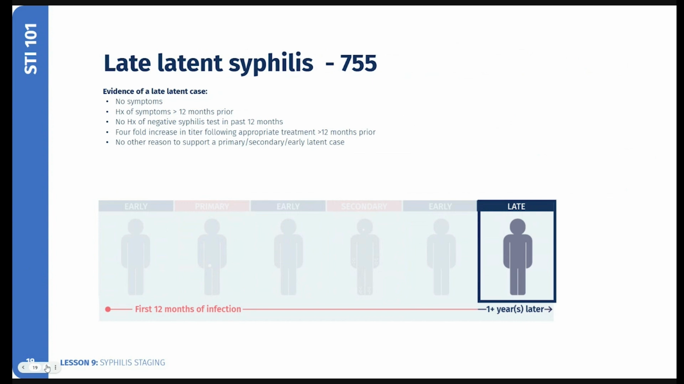Persons who do not meet case definition of primary, secondary, or early non-primary, non-secondary will be considered late latent or unknown duration. Evidence to support a late latent or unknown duration diagnosis include no signs or symptoms, history of symptoms more than 12 months prior to the most recent test, no history of a negative test in the last year, a fourfold increase in titer following appropriate treatment more than 12 months prior to the most recent test, and no other evidence to support a primary, secondary, or early non-primary, non-secondary diagnosis. A late latent or unknown duration case would be assigned the disease code of 755.